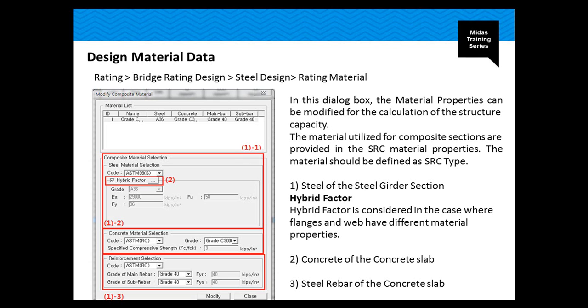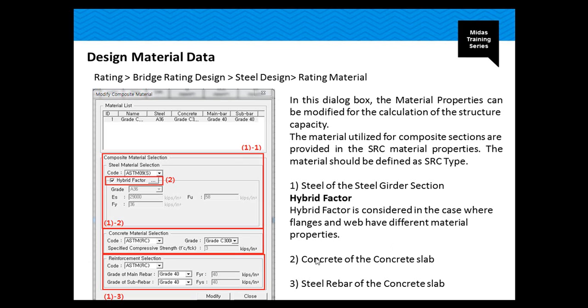We have something called the rating materials. Here is where you can modify the materials for the calculation of the structure capacity. The materials used for the composite sections are provided in this case in the SRC material properties, and the material should be defined as an SRC for the steel composite. Here you have the option of defining the steel girder section material. Here you can define it as per the code. We have the standards such as ASTM in the program, and you also have an option for defining the hybrid factor, which we're gonna see in the next slide.